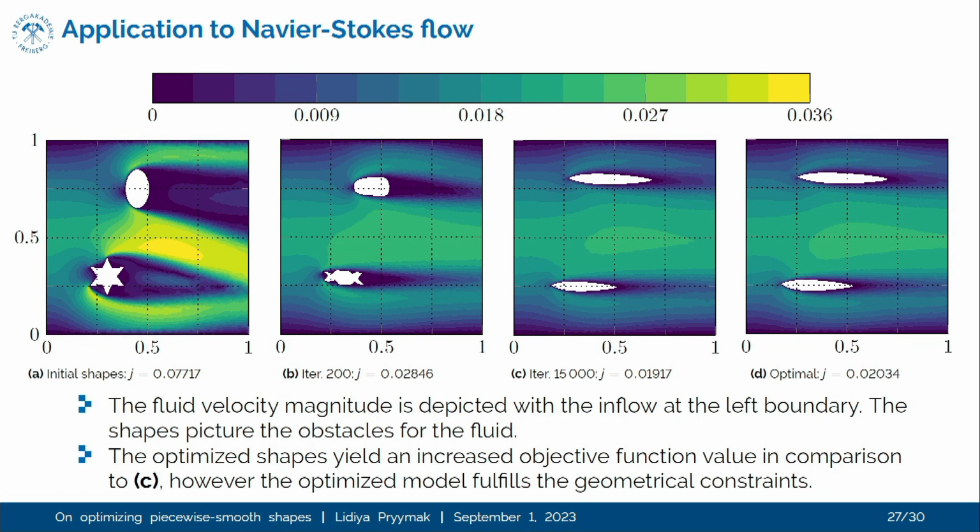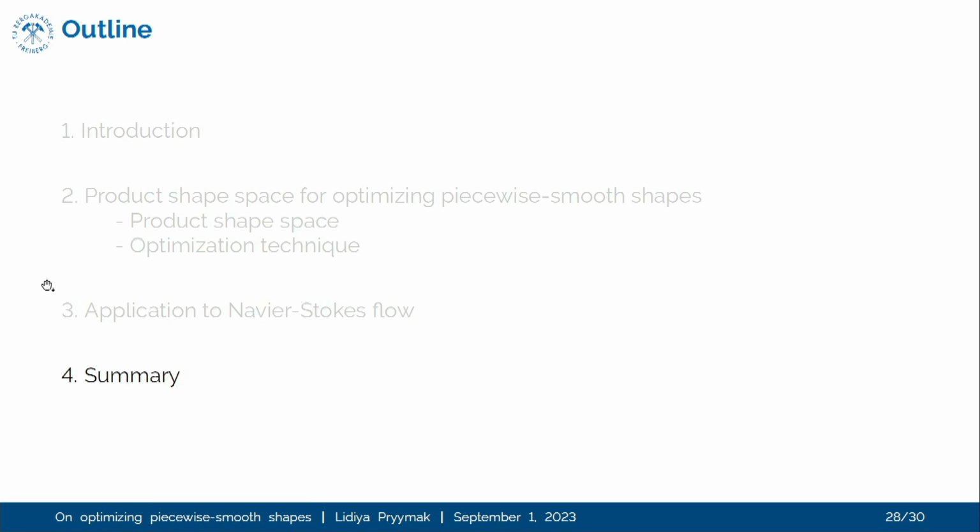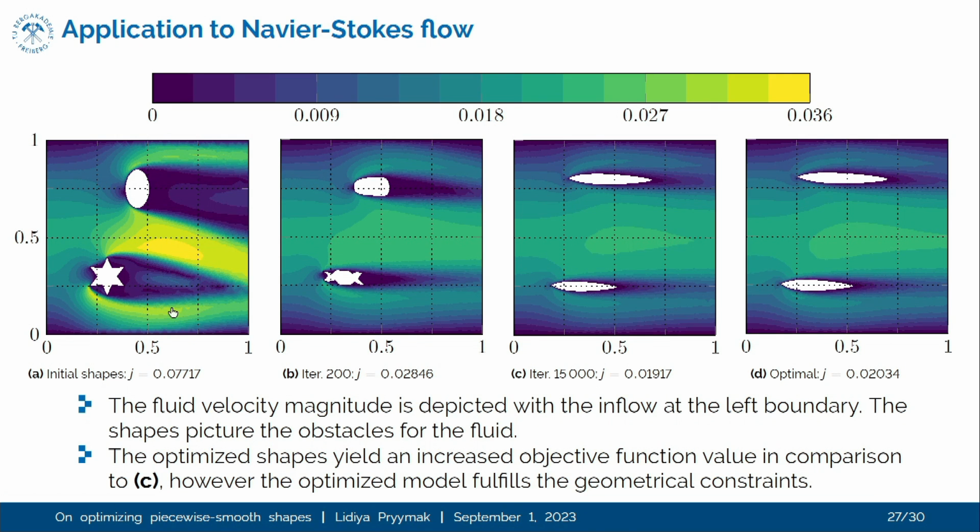We get the following. Okay, so what do we see here? In these pictures we have depicted the fluid velocity magnitude, and we have an inflow on the left boundary for this model, and we have obstacles for this fluid given by our two shapes. And what we want to do is minimize it. So we see in the first picture that the velocity is quite high with the initial shapes, and then it converges.